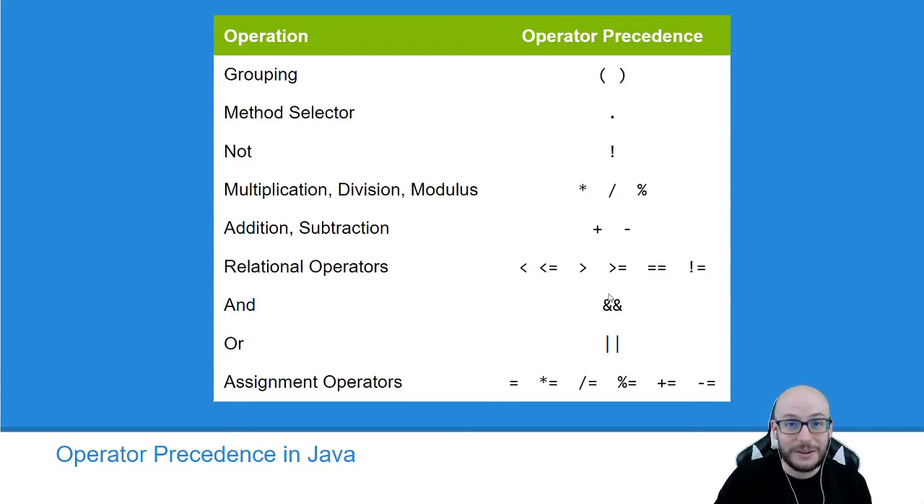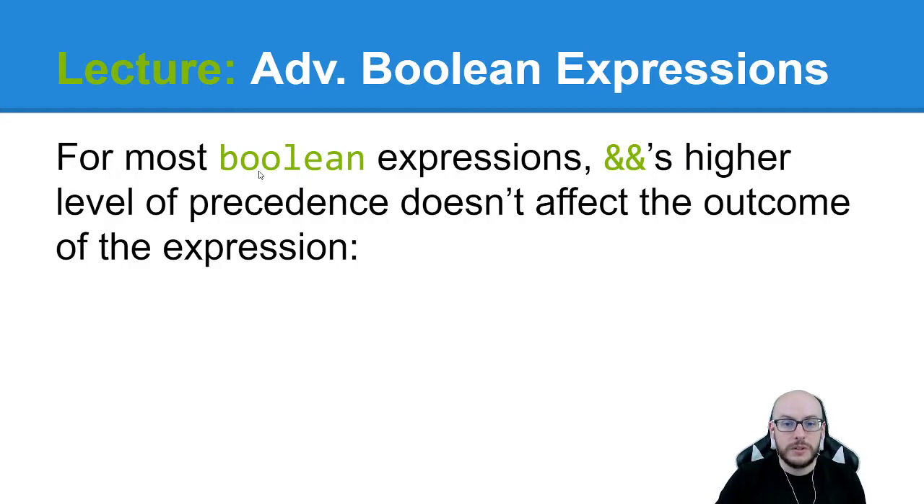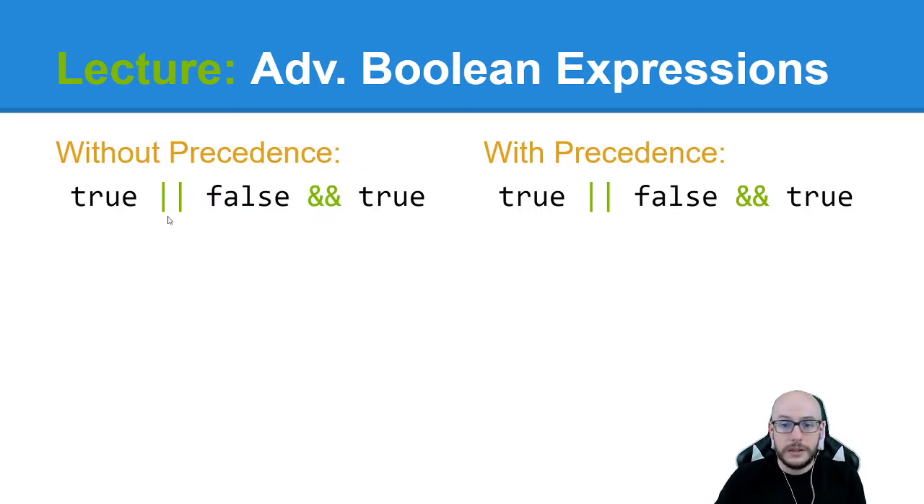The important thing, what I really want you to focus on, is that and technically has a higher level of precedence than or. For most Boolean expressions, and's higher level of precedence doesn't affect the outcome of the expression. We just saw several examples where we just evaluated from left to right and got the correct answer. Okay, here's another example of this. On the left-hand side, I'm not even going to consider precedence. We're just going to look at it from left to right. On the right-hand side, I'm going to consider precedence, meaning this and would actually be solved first.